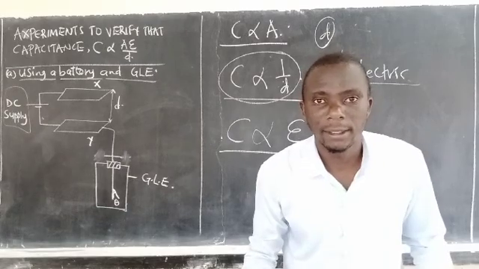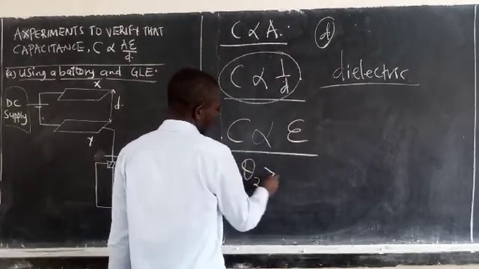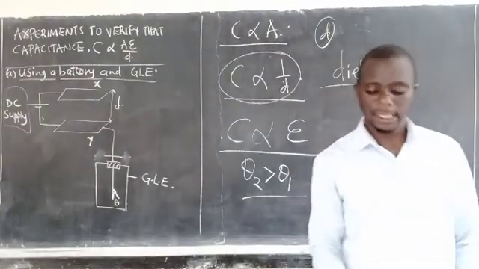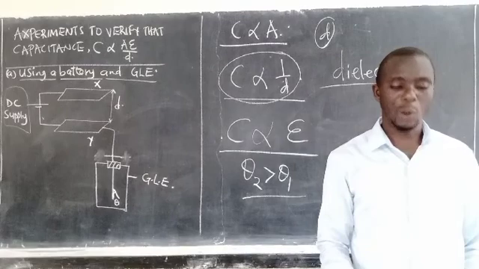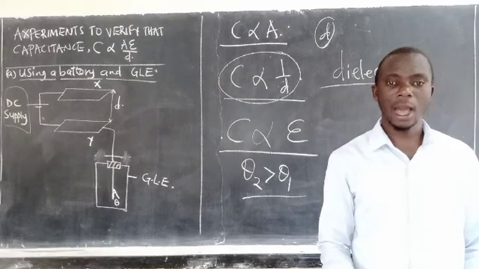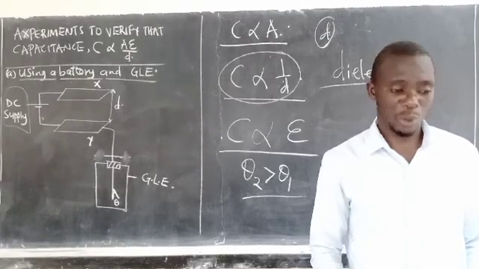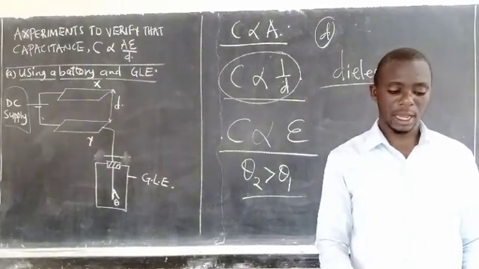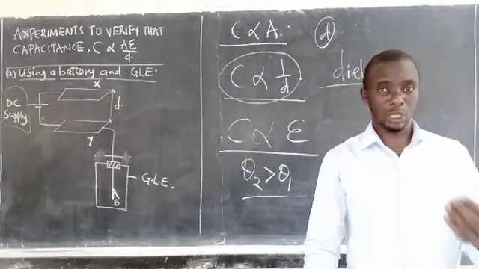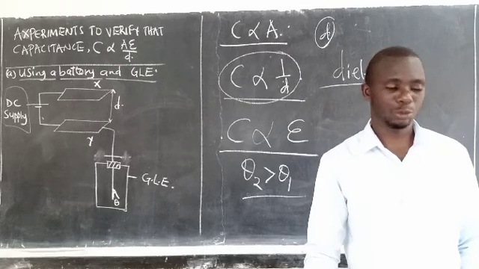It is observed that theta 2 is greater than theta 1, which shows that the capacitance is higher when a dielectric is between the capacitor plates than when there is air or vacuum.